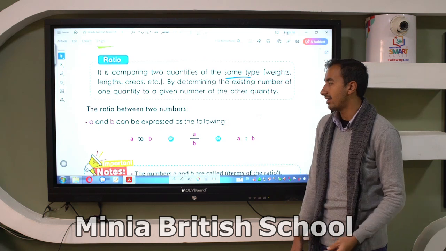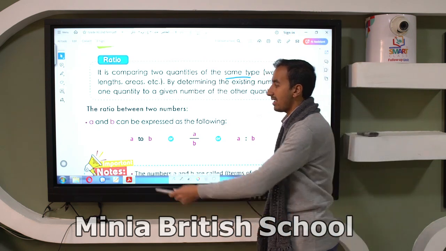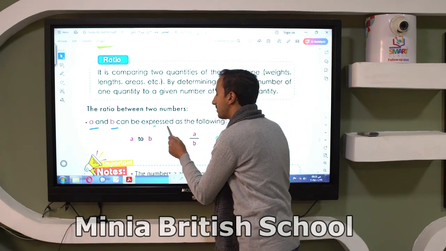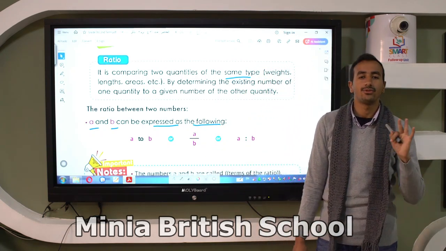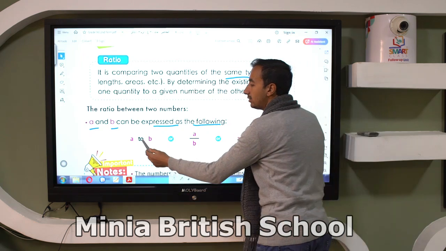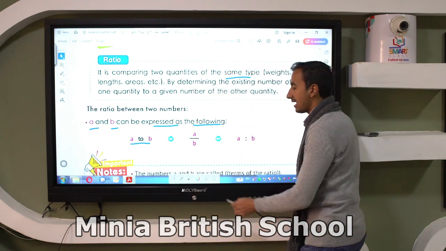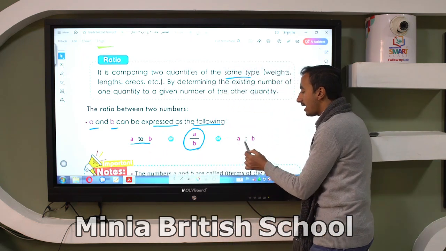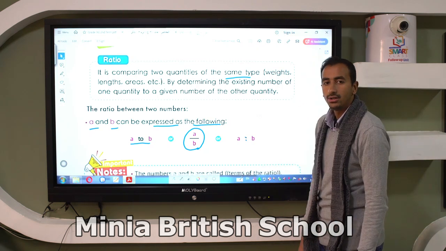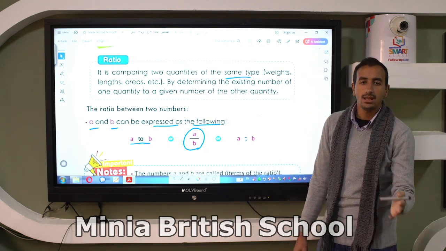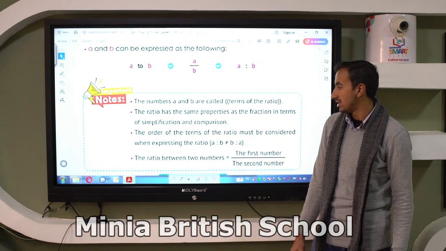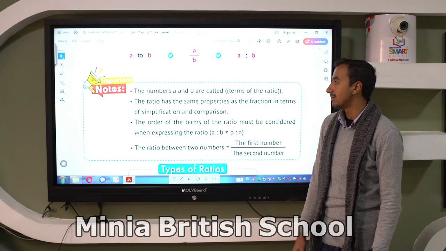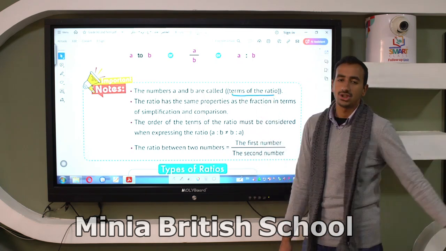Okay, we have another example here. If we have A and B, they can be expressed as the following. I can write the ratio in three different forms: A to B, or A over B, or A colon B. That's called a ratio. And an important note: the numbers A and B are called the terms of the ratio.